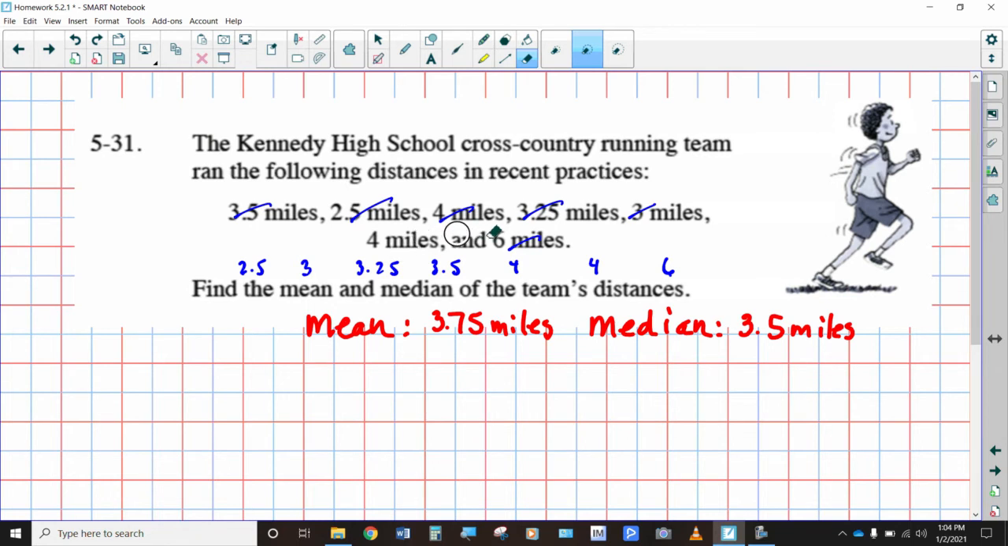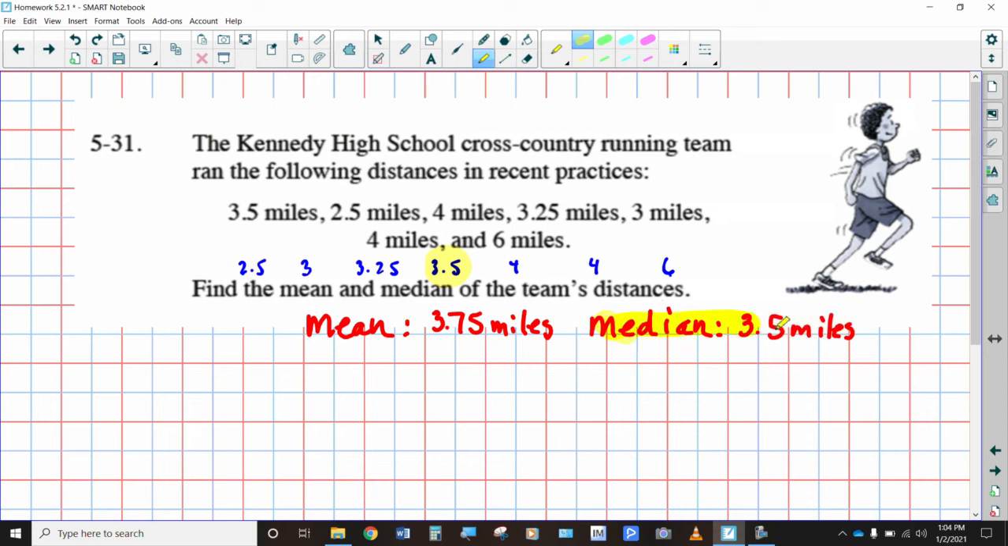So which one of these is in the middle? It looks like the 4th one in. If you've got a total of 7 numbers, half of 7 is 3.5, so round that up to 4, and the one that's in the middle is going to be your 3.5, so that is your median.